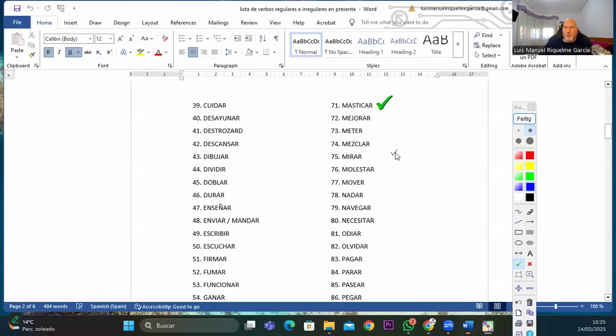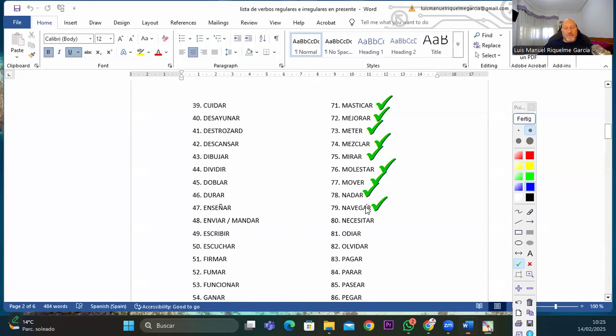Masticar, to chew gum or to chew your food. Mejorar, to improve, to get better. Meter, that is to insert, to introduce, to put in. Mezclar, to mix. Mirar, to look at something. Molestar, to bother, to disturb. Mover, to move. Nadar, to swim.